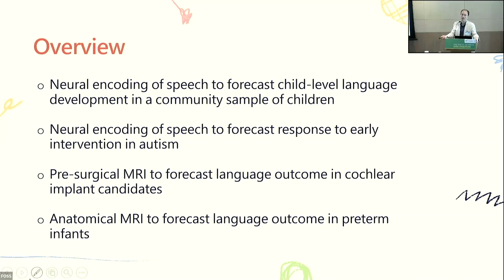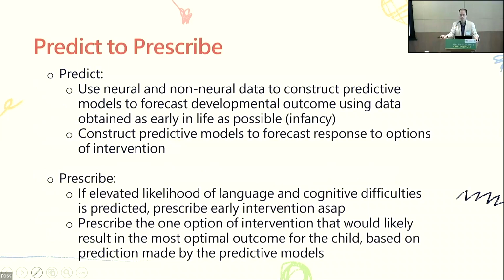We use MRI before surgery to predict post-cochlear implant surgery outcome, language outcome of children at the individual child level. And then if I have more time, I'll talk about our latest study using anatomical MRI to forecast language outcome in preterm infants. So about 10% of children are born preterm. And if you look at their developmental trajectory, we see that there are a lot of hidden problems that we don't detect until the child is 5 or 6. And so making prediction early is very important from the intervention standpoint.